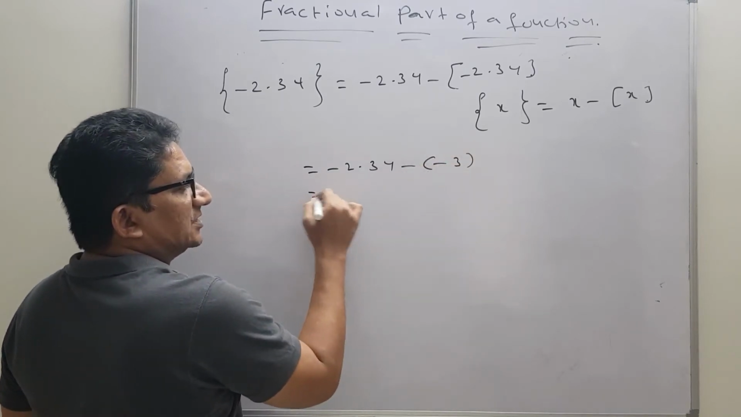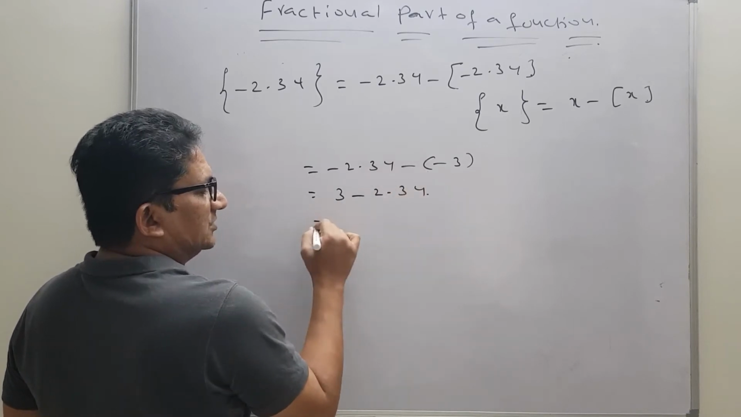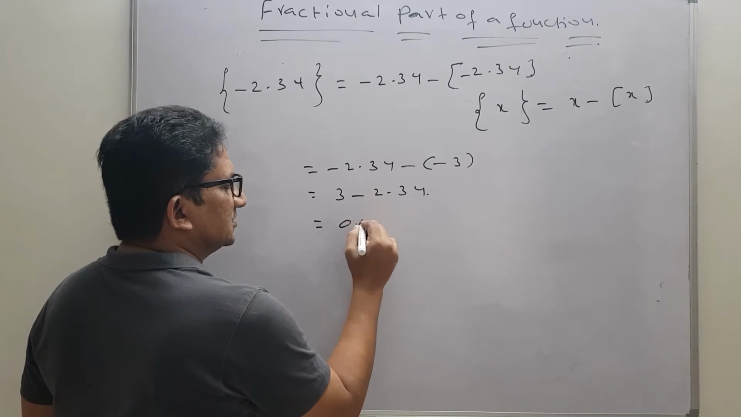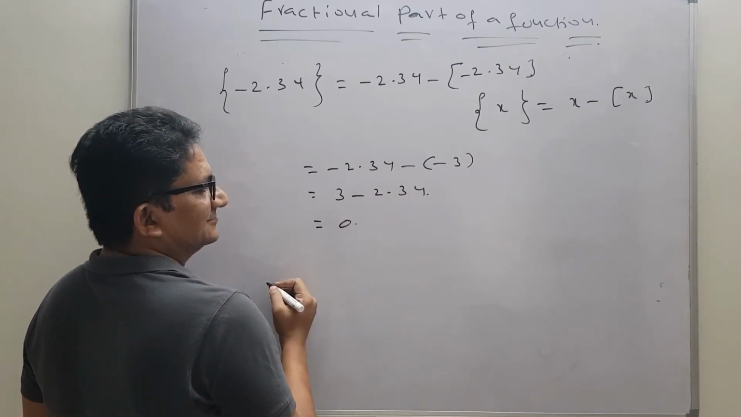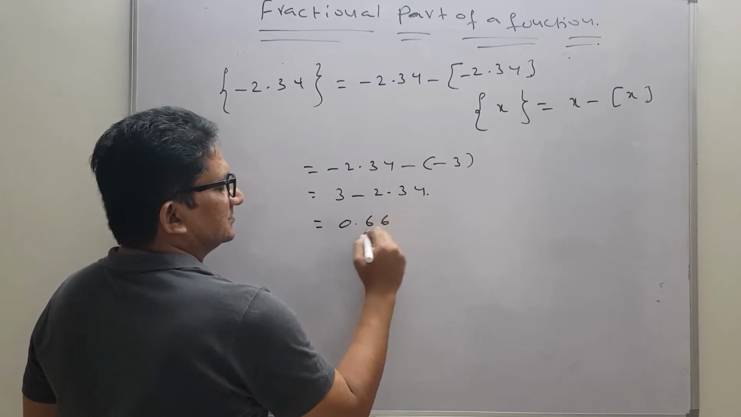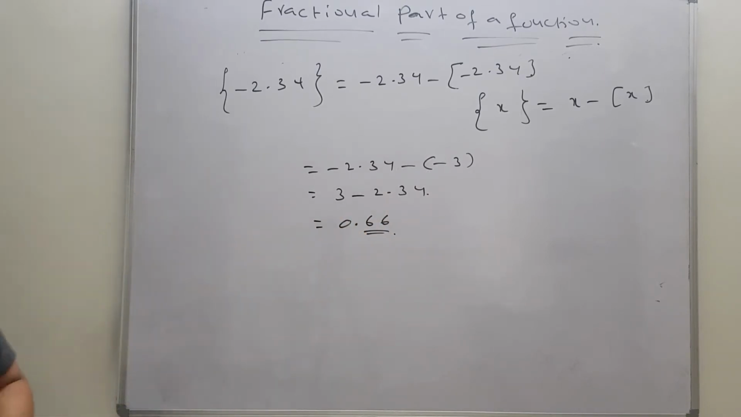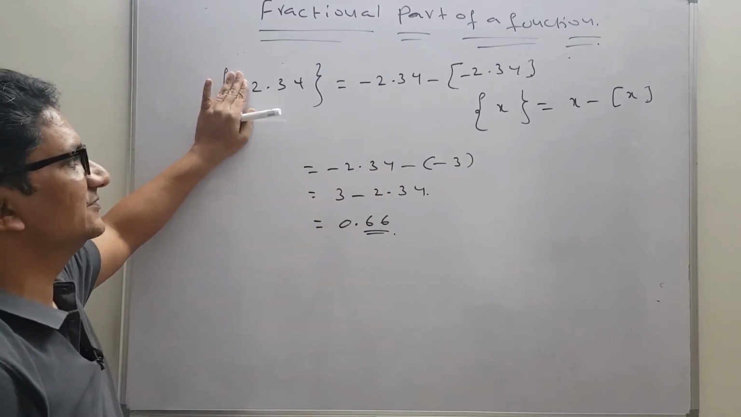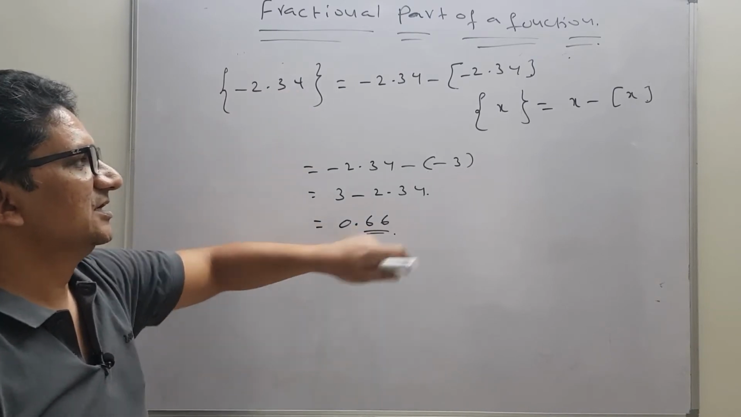So then this is minus of minus, plus 3: 3 minus 2.34. How much is 3 minus 2.34? It is 0.66. That is the fractional part. For a positive 2.34, the fractional part is straight away 0.34, but for minus 2.34 it is always 0.66.